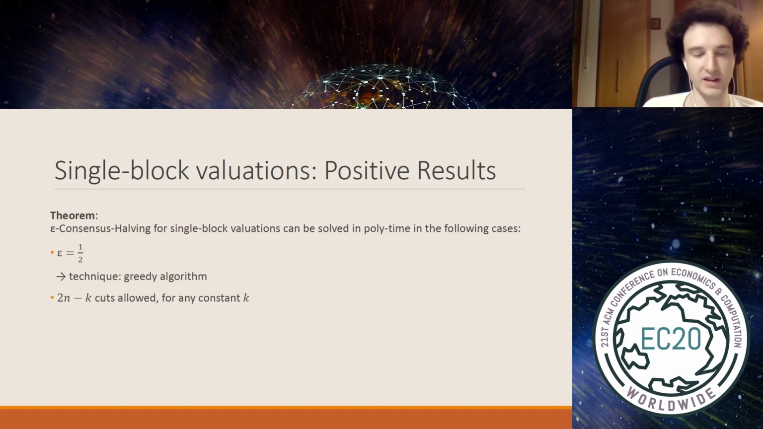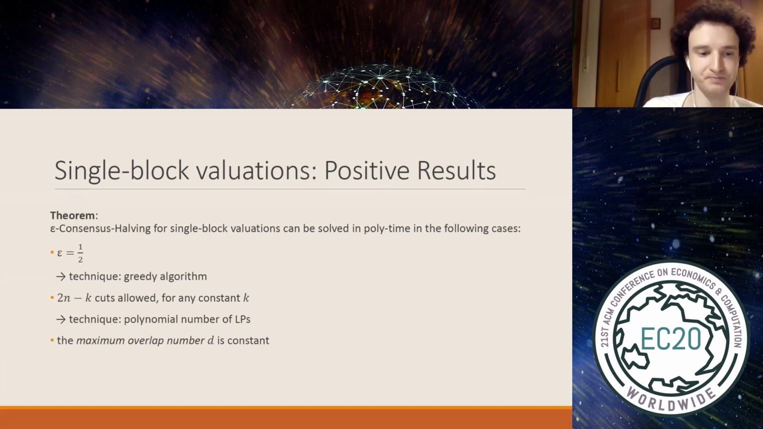The second case that we can solve is if instead of n cuts, we allow 2n minus k cuts for any constant k. And this is obtained by solving a polynomial number of LPs. In fact, you can solve the problem exactly here.